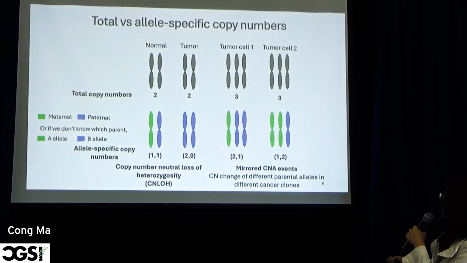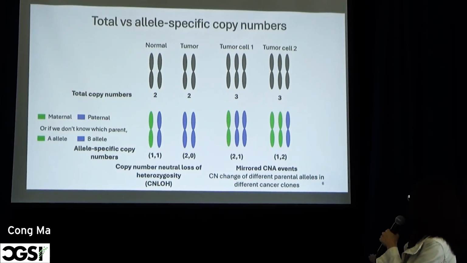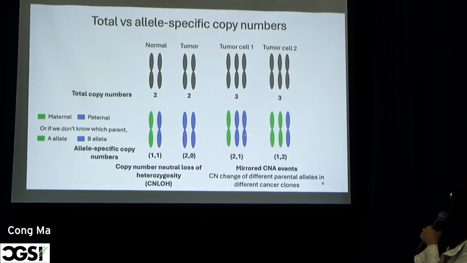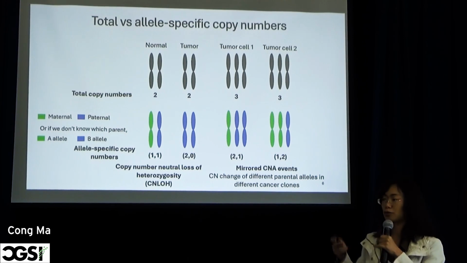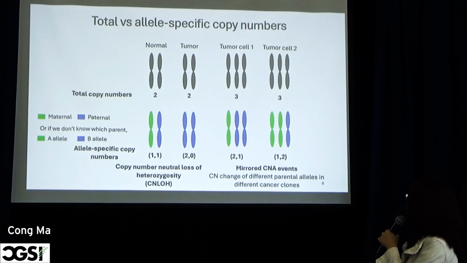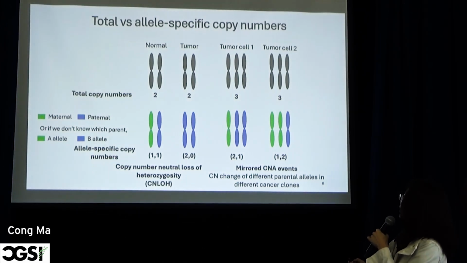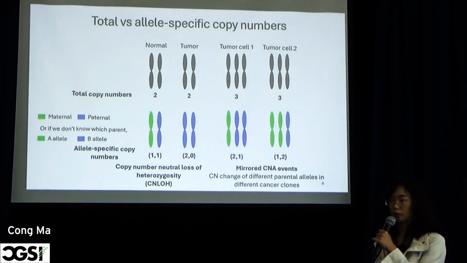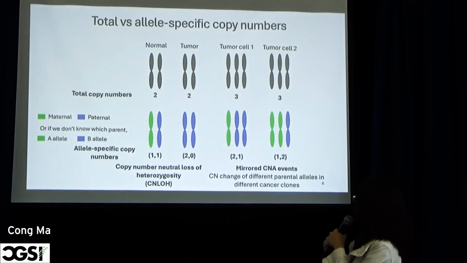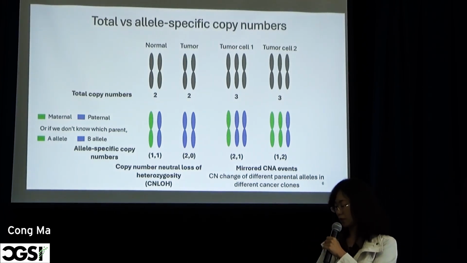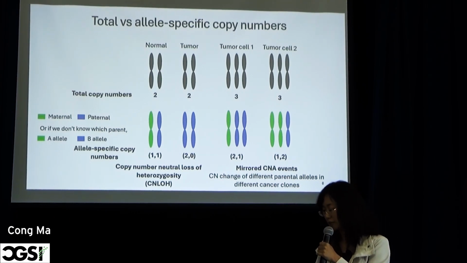But instead, if we look at allele-specific copy number, we may see a copy number gain at different parental alleles, which means that the two tumor cells actually underwent two independent copy number gain events. And so it's important to not only infer the total copy number changes, but also to infer the allele-specific copy number changes. And so a lot of previous work has been done to infer allele-specific copy number aberrations.